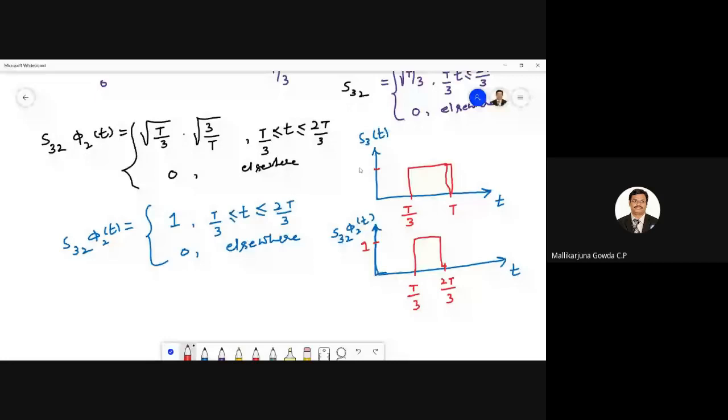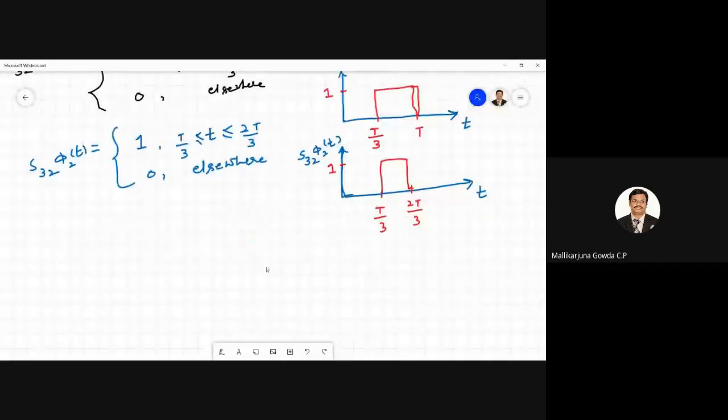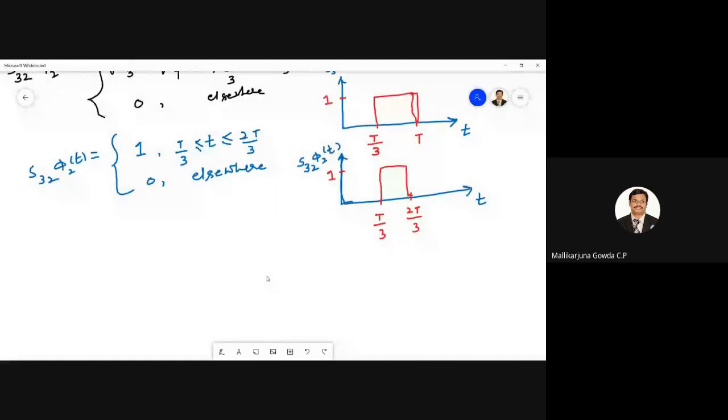So now I wanted to write G3 of t. G3 of t is S3 of t minus S31 pi 1 of t. As I said, S31 pi 1 of t is 0. Then S32 pi 2 of t exists for this interval. How do I draw G3 of t based on these two diagrams? This much is common. If I subtract 1 minus 1 it becomes 0, so from t by 3 to 2t by 3 it will be 0. Hope you're understanding what I'm saying. Then from 2t by 3 to t, only I will get a signal.